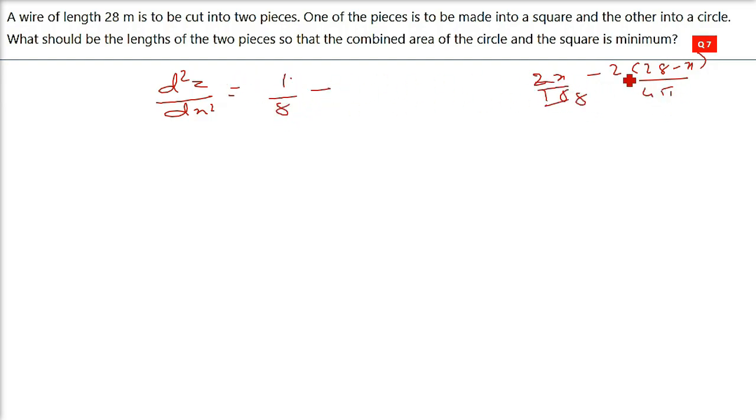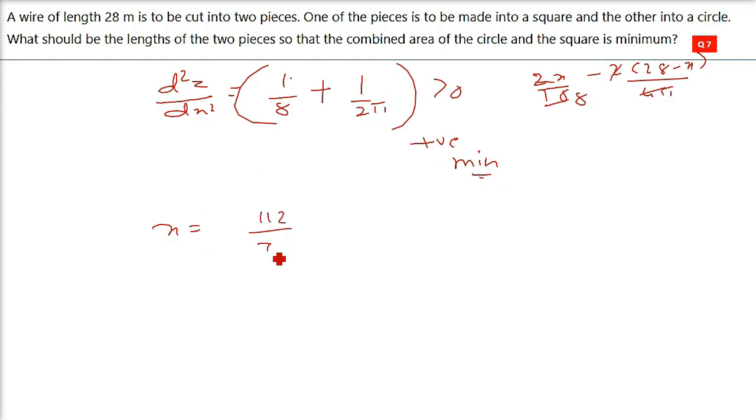1 by 8 minus, this 2 goes here, 1 by 2 pi. This is going to be negative, negative into negative becomes positive. So we have 1 by 8 plus 1 by 2 pi, and evidently by visual inspection this gives you greater than 0, that is positive, that is minimum only. So what was x? If you remember, it was 112 by pi plus 4. And in order to get y, it's simply 28 minus 112 by pi plus 4, as I indicated earlier also. And these are the final values which you can write.